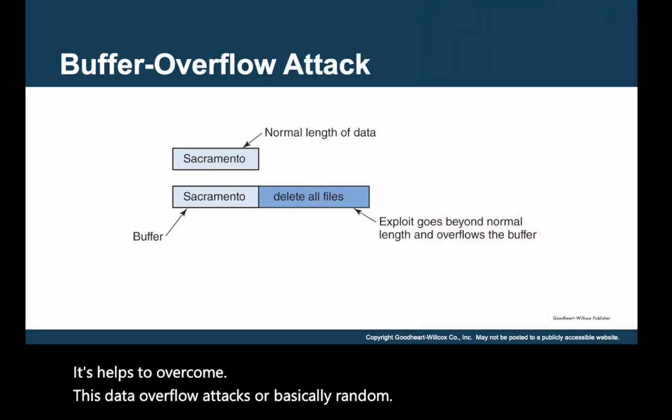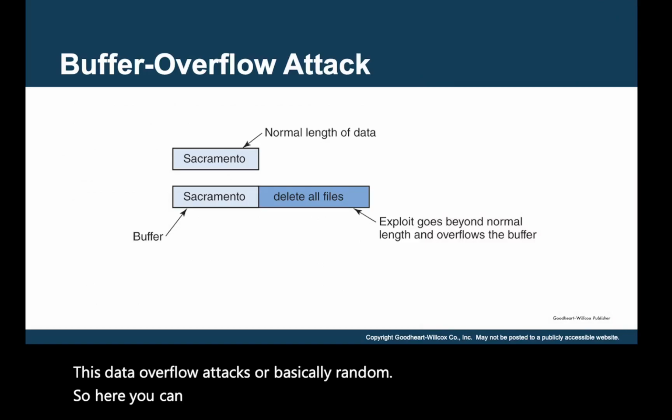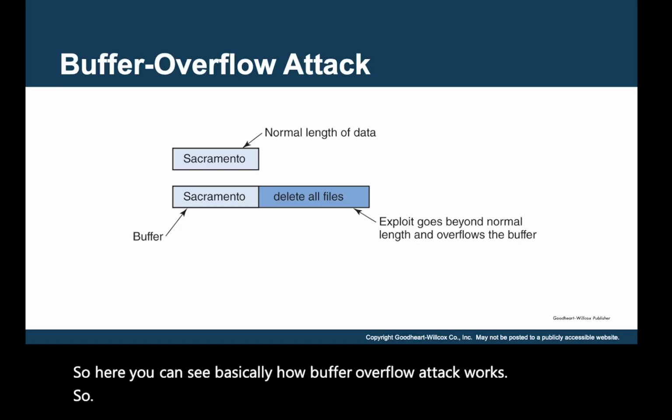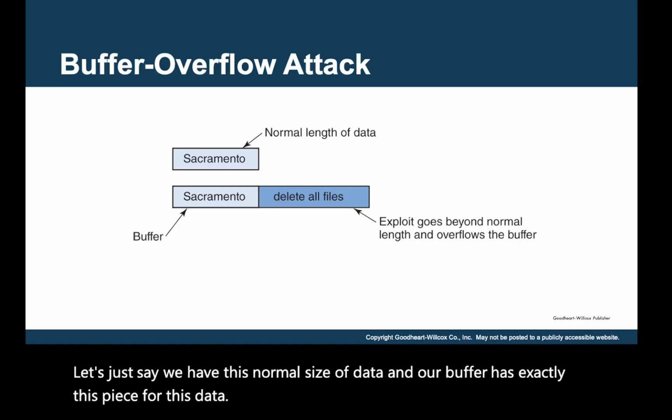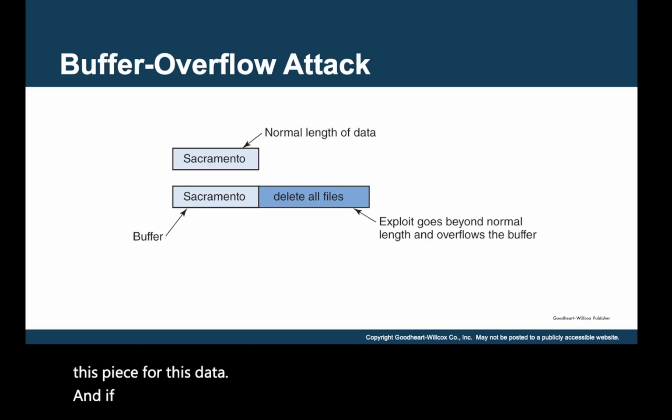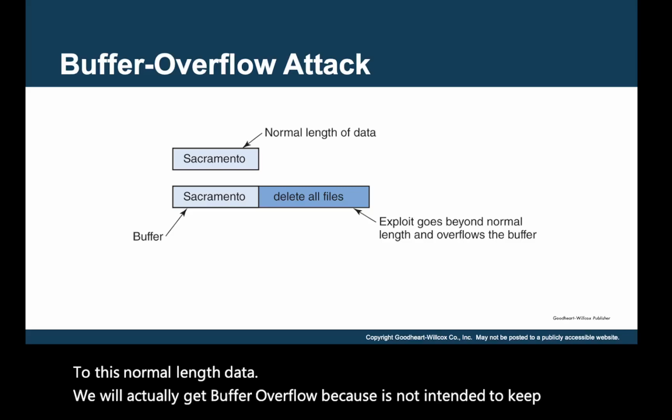So here you can see basically how buffer overflow attack works. Let's just say we have this normal size of data and our buffer has exactly space for this data. And if we add anything to this normal length of data, we will actually get buffer overflow because it's not intended to keep that much data.